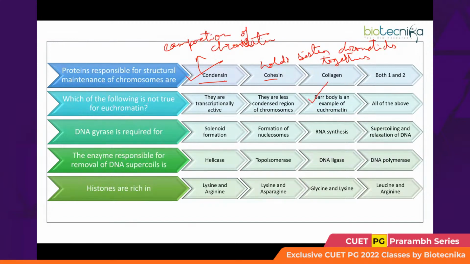Not true. DNA gyrase is required for. So as I told you, DNA gyrase is a type of topoisomerase 2. So topoisomerase means it will cause supercoiling, right? So DNA gyrase is required for supercoiling. If it talks about the type of organism, then you have to remember that it occurs in the prokaryotes only, bacteria only.